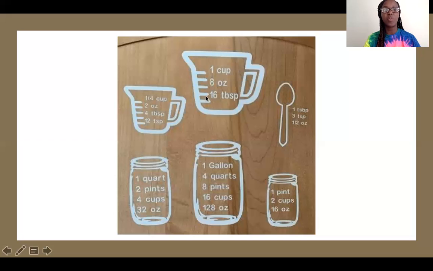Okay, so 1 cup, 1/4 of a cup, 1 quart, 1 gallon, and 1 pint. So the gallon is the biggest, okay? So the gallon is big, and then after a gallon, you have 1 quart, and then after the 1 quart, you have 1 pint, and then after the 1 pint, you have 1 cup, and then 1/4 of a cup, and then the tablespoon is the smallest.